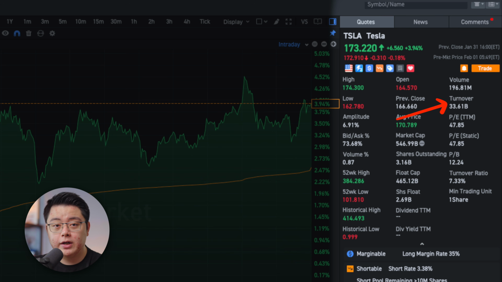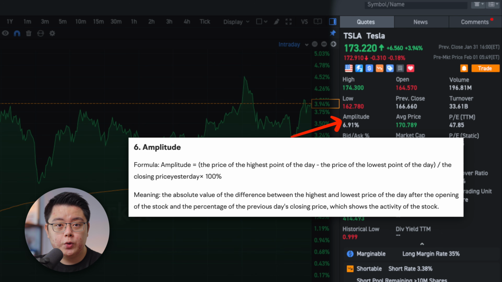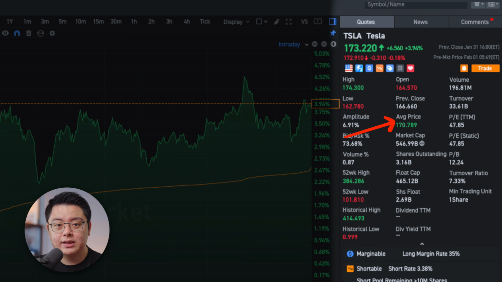Not very useful here if you ask me. Better to refer to the chart instead. Amplitude, this shows you the spread between the current trading day's high and low of the share price in relative to its previous day's closing price. Average price, this is the average share price so far in the current trading day.